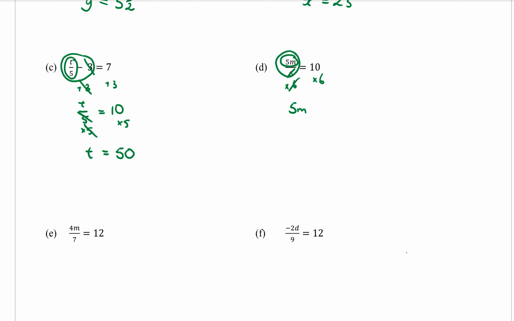5m equals 10 times 6 is 60. Second step, the 5 is times with the m, so the opposite is to divide by 5. Cross off the 5's. M is by itself. 60 divided by 5 is 12. All right, I'll get you to try E. Everybody have a go of E. See if you can do it without my help.